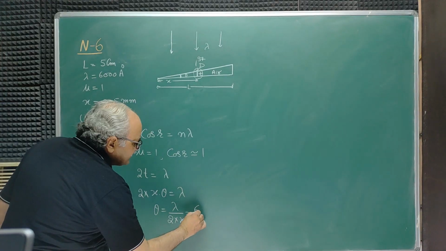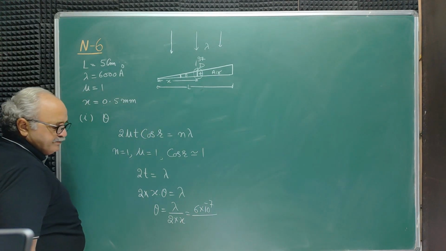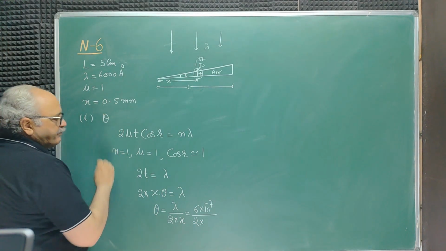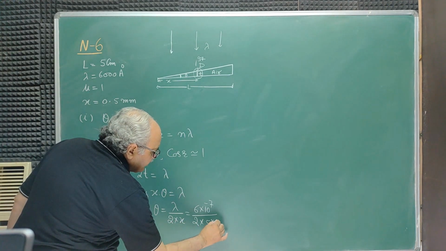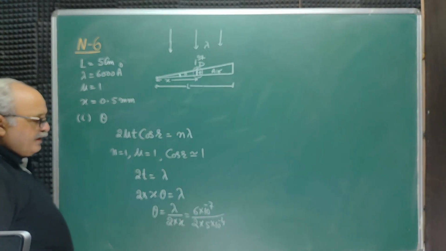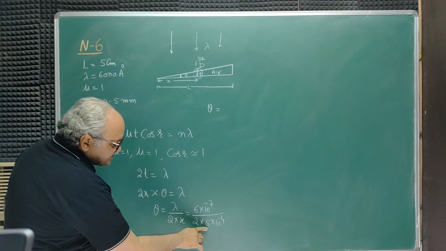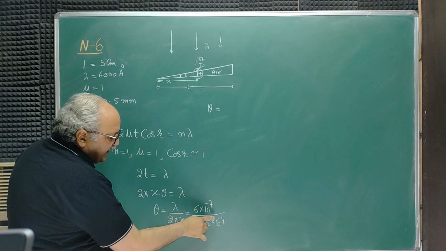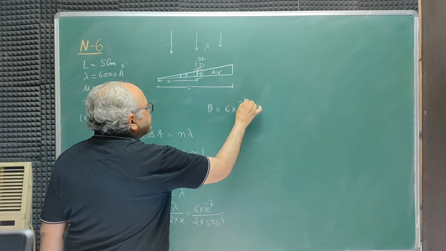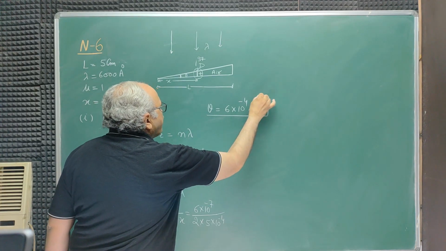Lambda is 6 into 10 to the power minus 7 meter, and twice of x, where x given is 0.5 mm, means 5 into 10 to the power minus 4. This makes theta 6 into 10 to the power minus 4 radian. This is the answer for the first part.